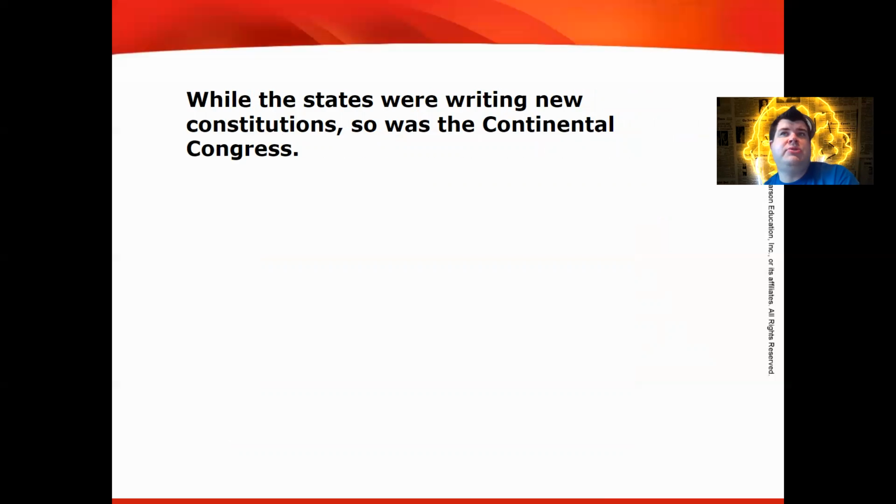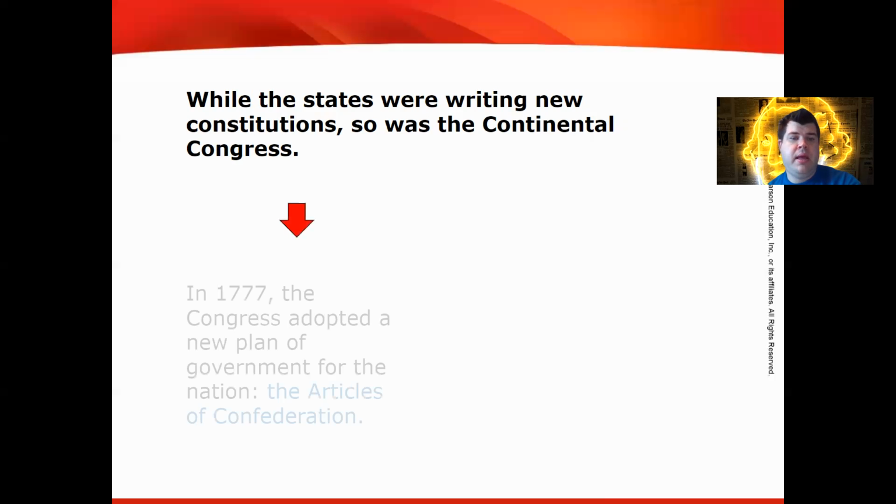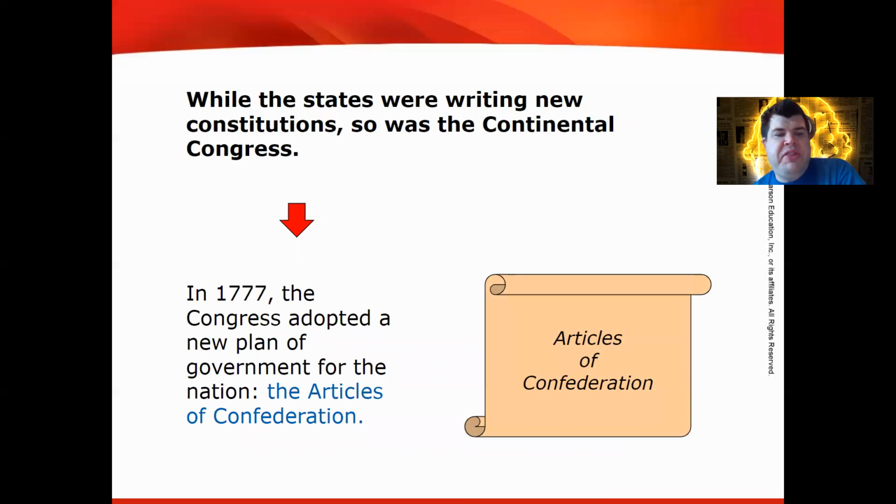But while the states are doing this, the Continental Congress is also coming up with a new constitution for the United States as a whole, for the national government. And what they come up with is something called the Articles of Confederation. The Articles of Confederation is the new plan that's instituted in 1777 by the Continental Congress.